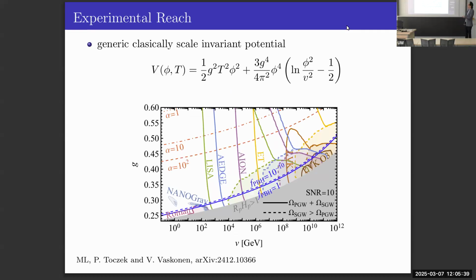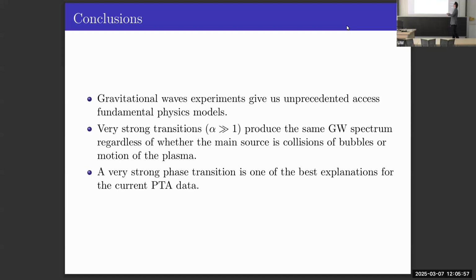The interesting thing is that other gravitational wave experiments will also be great probes of this, as you see. So for example, this is the reach of LISA, then somewhere here. But essentially, you see that the entire parameter space up to where I cut the plot will be in the reach of future experiments. Which brings me to my conclusion, which first, gravitational wave experiments give us unprecedented access to fundamental physics models.